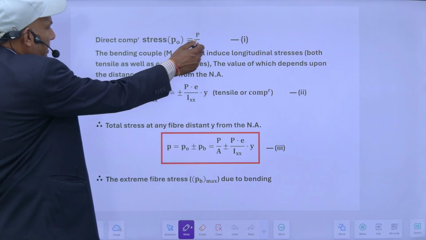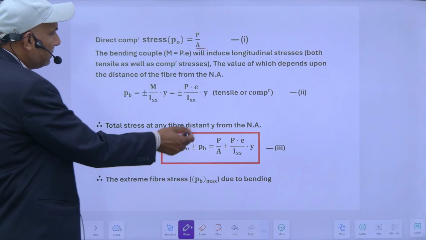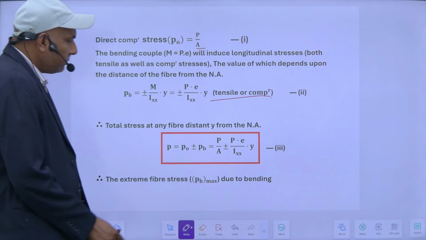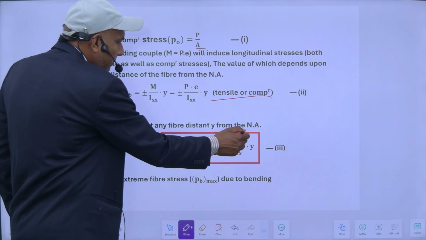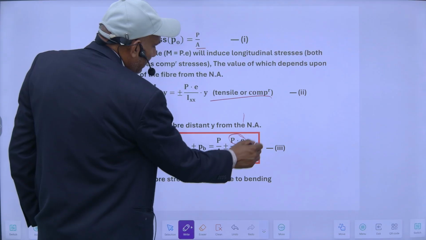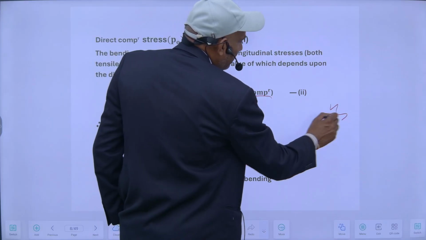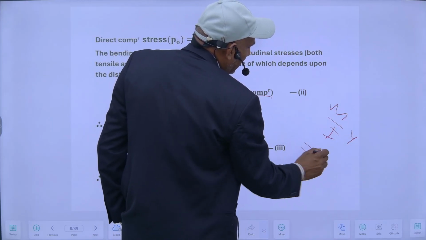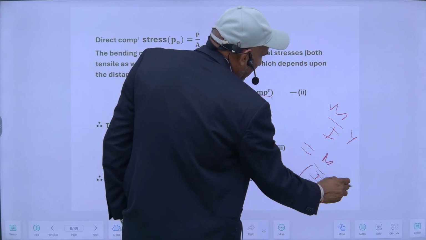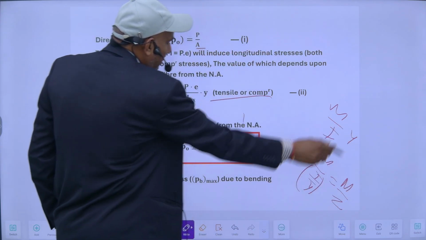So this is what I have explained here. Direct stress is equal to this one. Bending stress is P into E upon Z. So the formula will be this. The total stress in the fiber is equal to direct stress plus minus bending stress. So this is the value of M, and this is Z, which is I upon Y. I can write it in terms of section modulus, M upon Z, or M upon I into Y, since I upon Y is equal to Z.